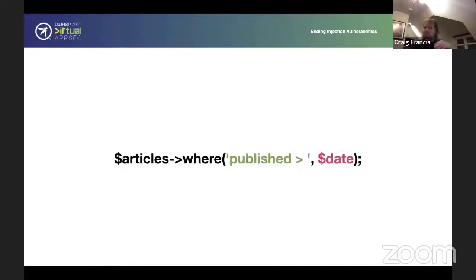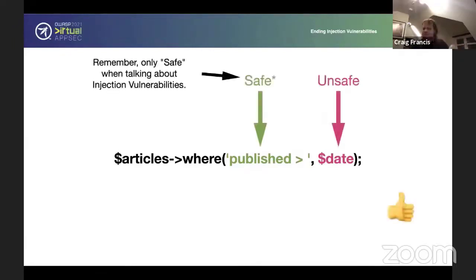And this will go back to the database abstraction with the ORM. We're going to keep the where the value is greater than date. Date comes from user, kept separate, and that's fine. But again, I'm just going to stress this. Remember, we're only talking about safety in terms of injection vulnerabilities.